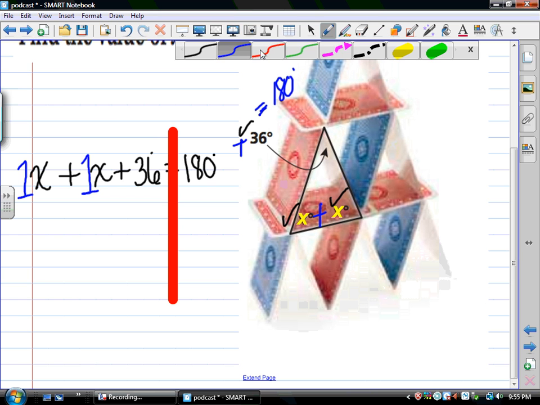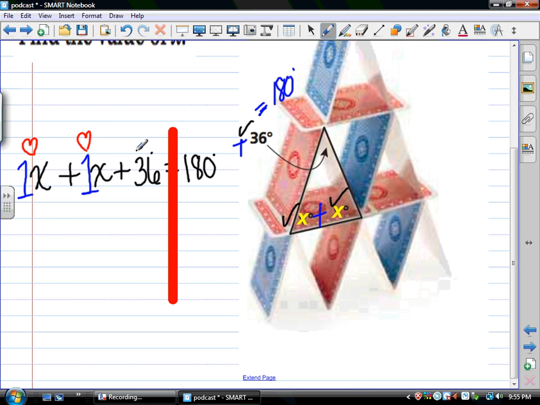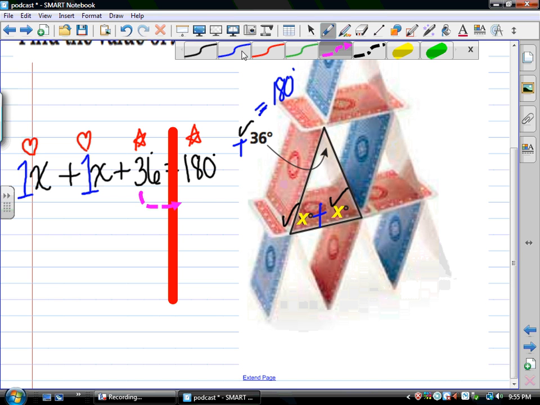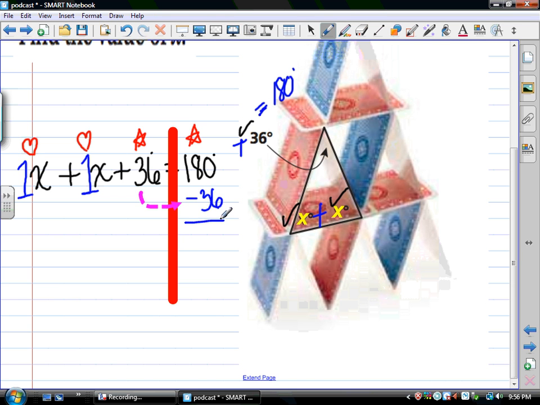I'm going to do hearts and stars. Combine like terms. When I bring 36 across the line, the inverse of adding 36 is subtracting 36. When I subtract 36 from 180, that gives me 144.